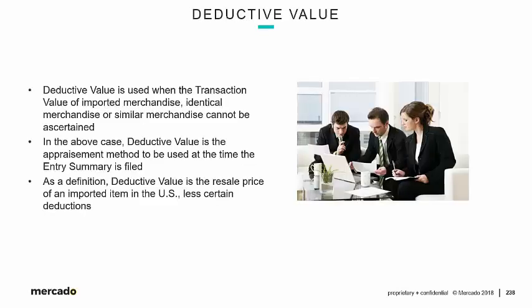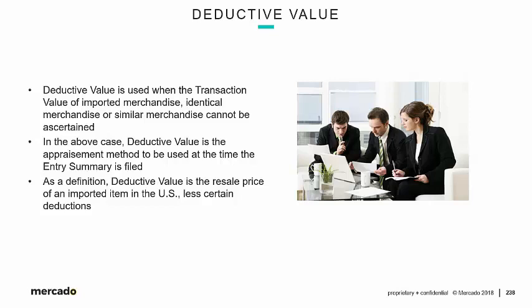Deductive value. Deductive value is used when the transaction value of imported merchandise, identical merchandise, or similar merchandise cannot be ascertained. This first bullet takes us back to the previous section when we started talking about transaction value, where we presented the preferred sequence by CBP to put a value on imported merchandise. The first was transaction value, naturally, of the actual imported merchandise. Then it moved on to identical merchandise or similar merchandise.